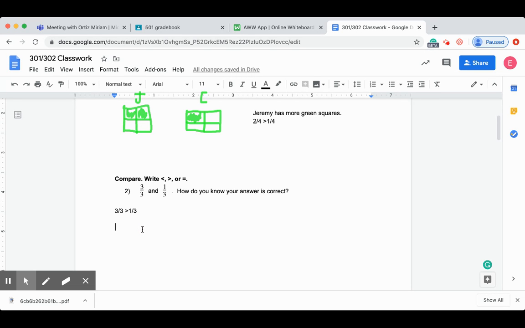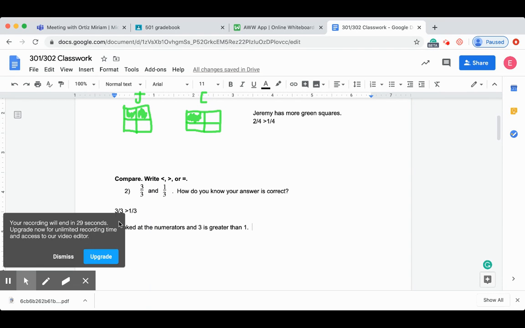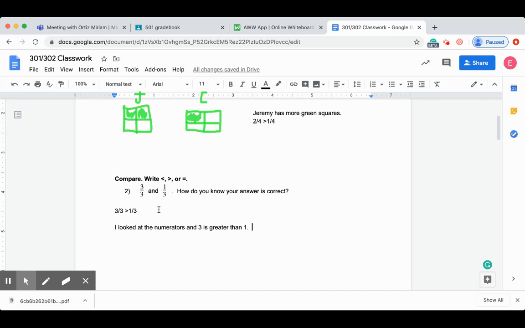And then it says, how do you know your answer is correct? I looked at the numerators, and 3 is greater than 1. And we know this because, again, the denominator tells you how many equal parts there are. In this case, we have 3 equal parts and 3 equal parts. And in our fraction 3/3, 3 of those equal parts are being counted. And in our other fraction, only 1/3 of those equal parts is being counted.